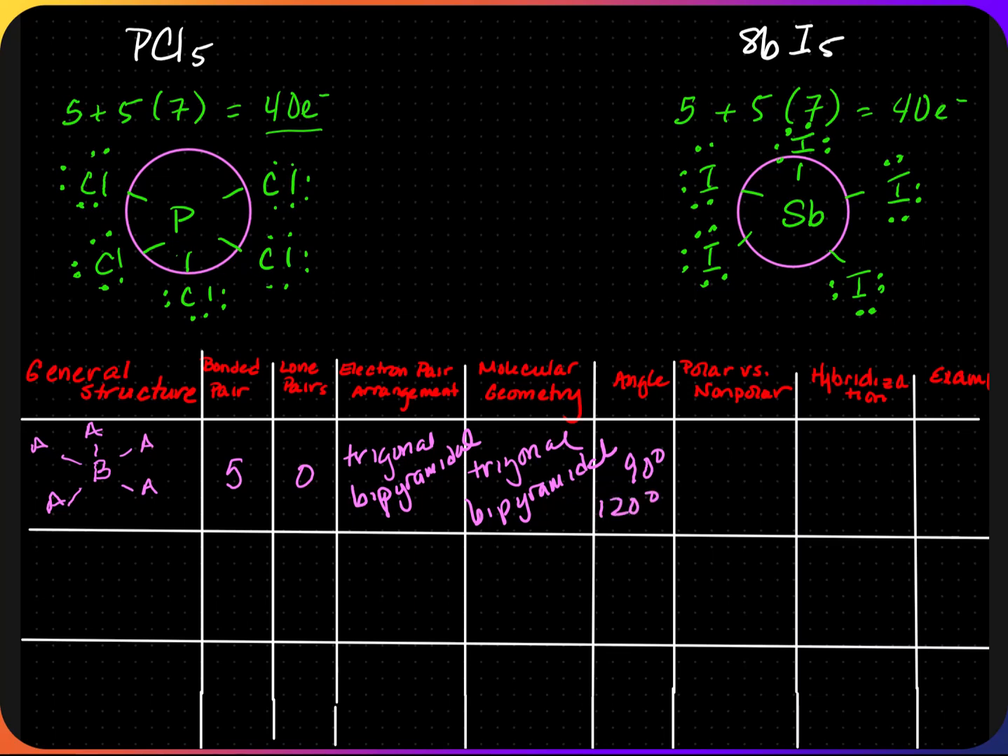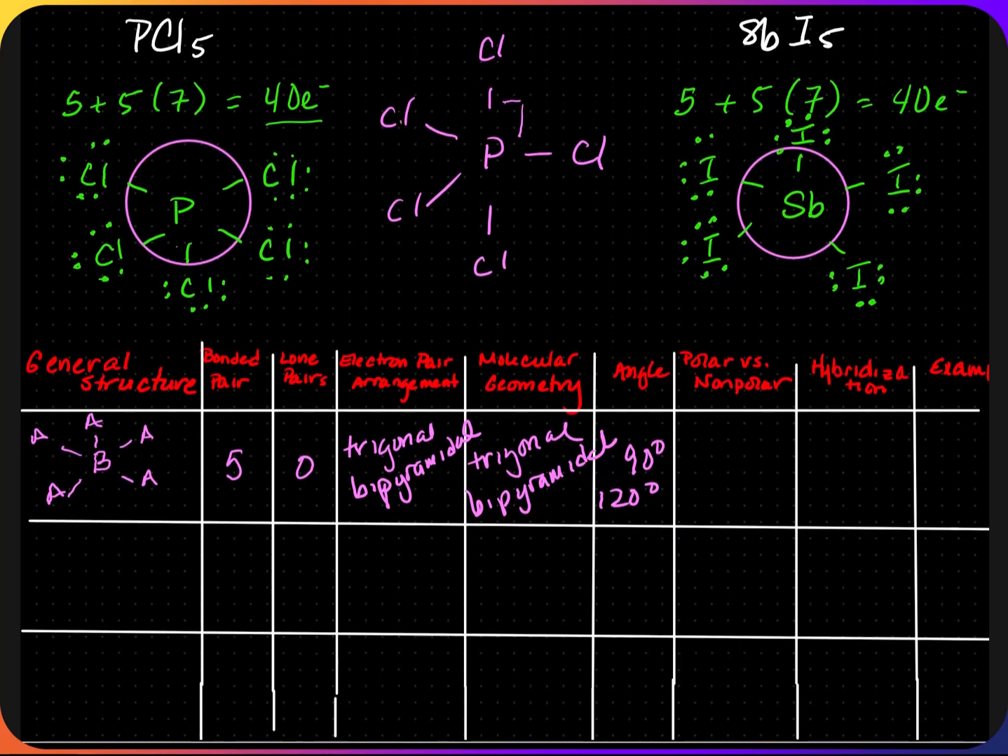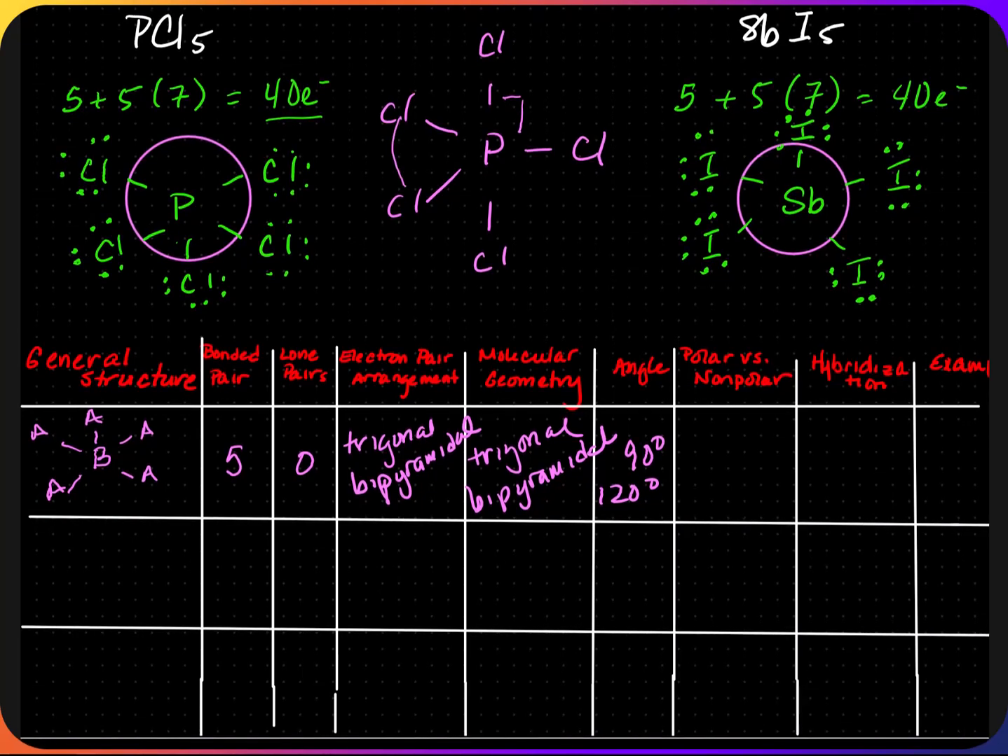If I redraw the structure, what it looks like is P is in the center. We have a Cl on top. We have a Cl on the bottom. And then the other 3 Cls are in a plane and they make a triangle. So the Cl on top to the plane, which is a triangle, makes 90 degrees. And the angles between the Cls in the triangle plane are 120 degrees.